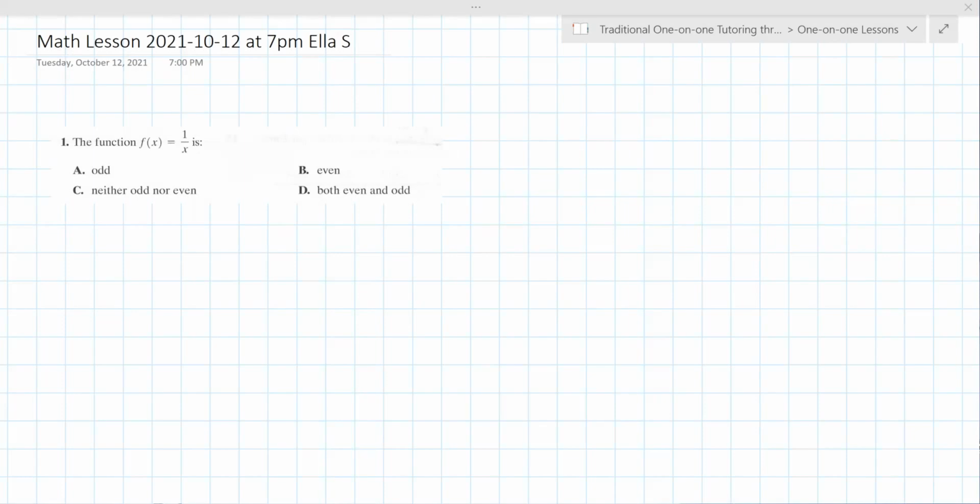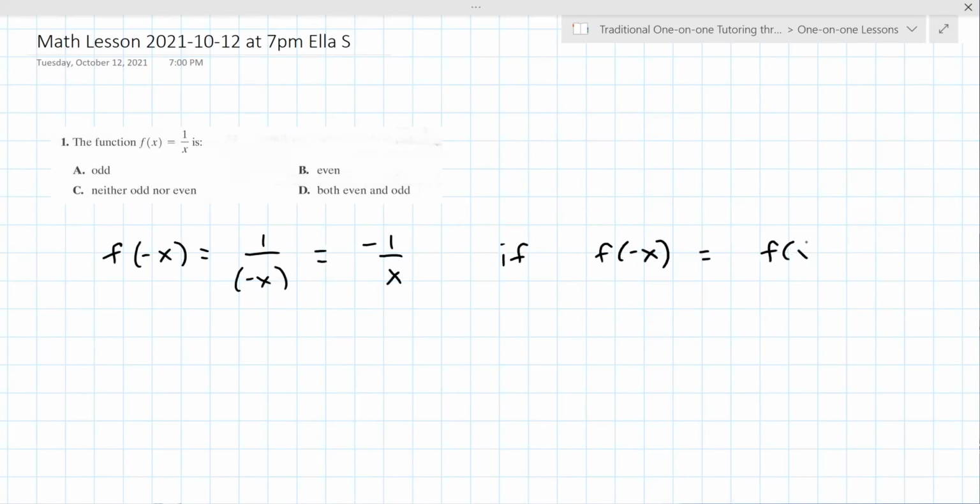All right, so is this function odd or even? From class, maybe you recall that what you do here is f of negative x, and you put negative x in for x, and then you say, oh, this is negative 1 over x. And if f of negative x equals f of x, the original, but with a negative in front, then it's odd. Okay. So this one's odd.